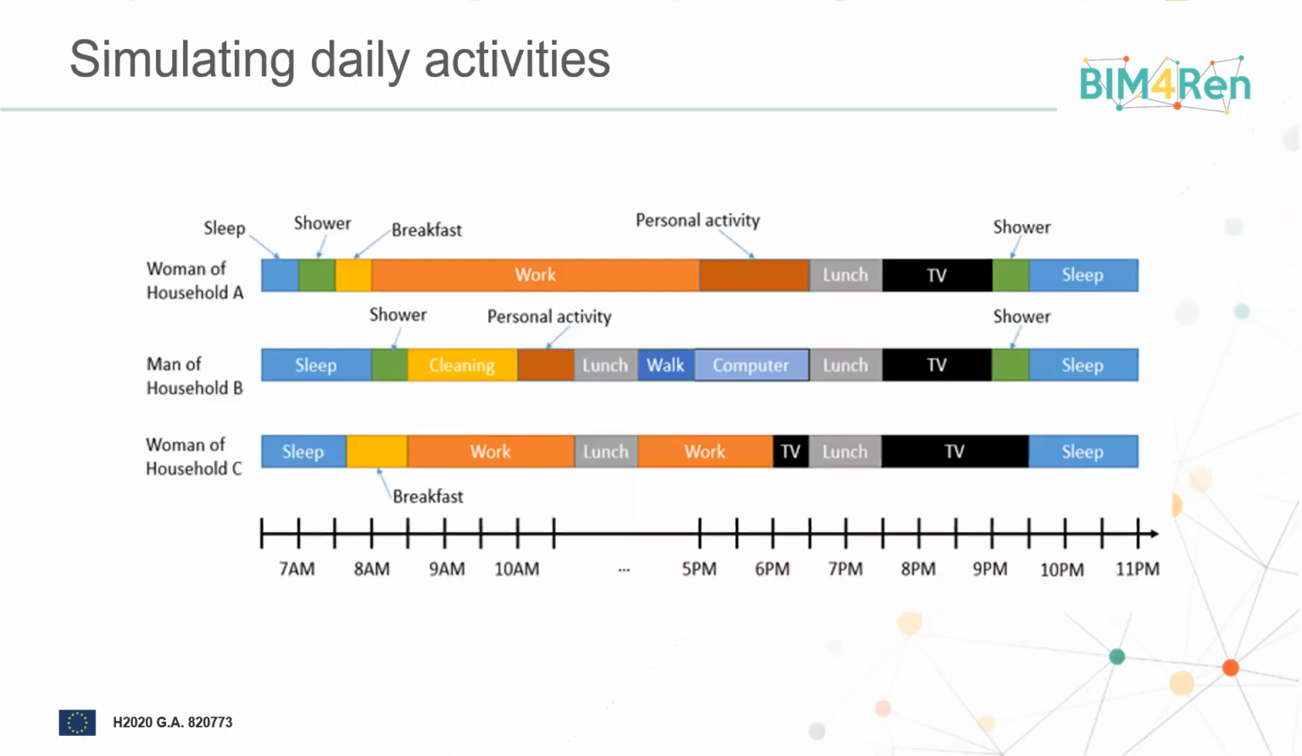The simulated daily activities are an output of the SMACH simulation tool. And here we show different activities performed by a simulated individual. And we can see that there is a variety of behaviors and a variety of activities depending on the simulated people during the day.